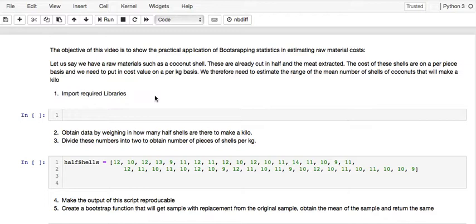The cost of these shells is on a per piece basis, and we need to put in a cost value on a per kilogram basis. We therefore need to estimate the range of the mean number of coconut shells that will make a kilo.